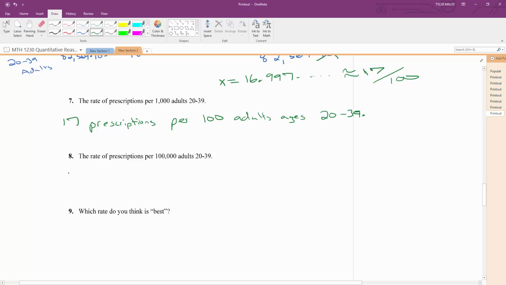Number 8 says the rate of prescriptions per 100,000 adults 20 to 39. So if we have this 17 over 100, and I want to put this per 100,000 adults, then I need to solve for A. So I want to scale the second quantity to 100,000 now. In doing so, we would have A equals 17 times 100,000 times 100.